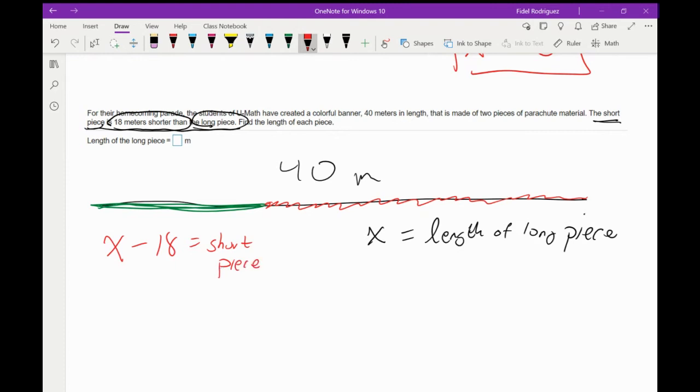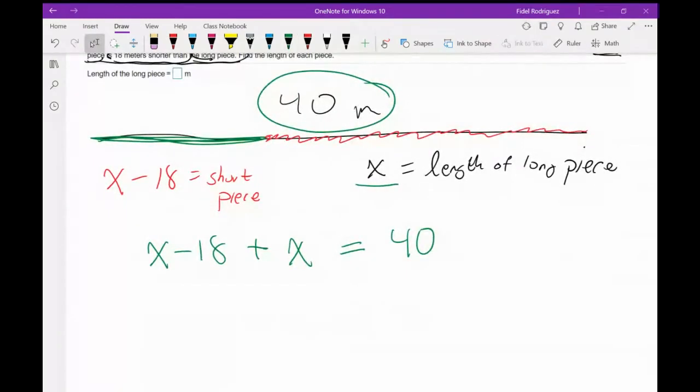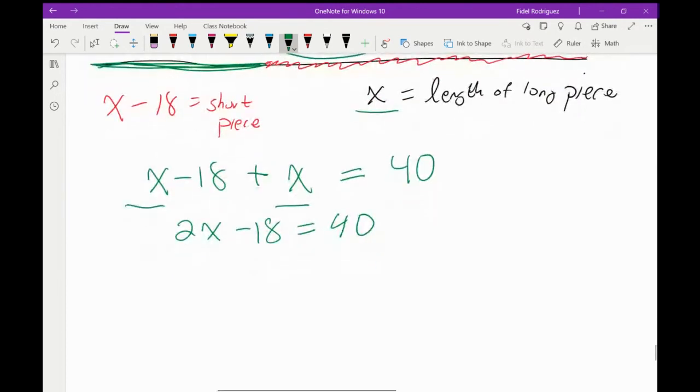So we have 2 pieces. So when I set up my equation, I should see the letter X twice. So we're first going to take the short piece, which is X minus 18. And then we're going to add the long piece, which is just X. And that's going to add up to the total length, which is 40, okay? So again, there's 2 things I don't know, so I see the letter X twice. So X and another X is going to leave me with 2X minus 18 is now equal to 40.